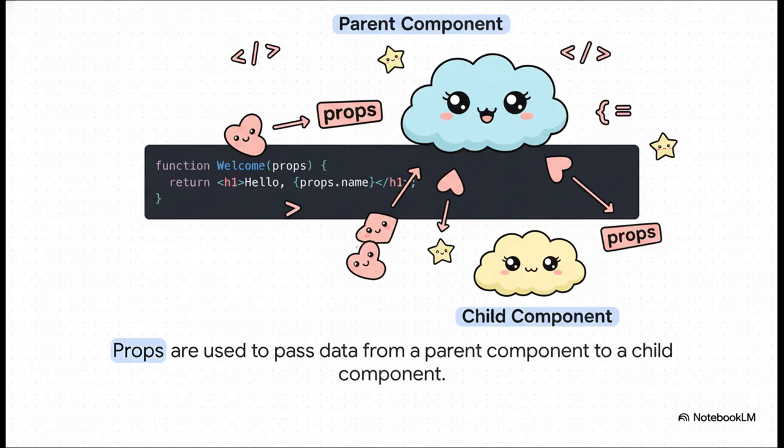First up, we have props, which is just short for properties. Think of these as settings that you pass down from a parent component to its child. It's like telling a component, hey, I want you to display this specific name, or I want your color to be blue. The parent is basically configuring the child.